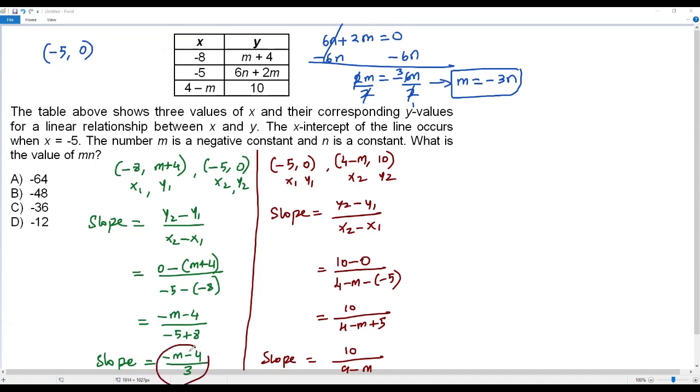So whatever slope I'm getting using the first two points and the slope I'm getting using the next two points must be equal. So we can equate these two slopes, and I can solve for m. Okay, let me do that over here.